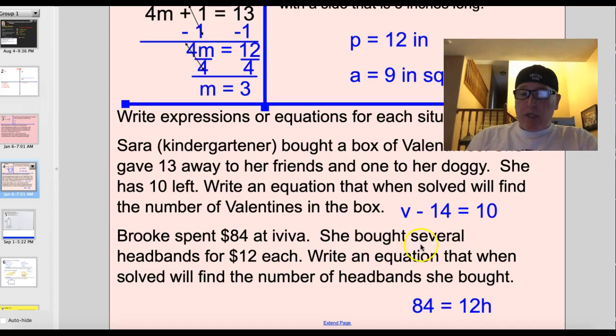Brooke spent 84 bucks at Iviva. She bought several headbands for 12 bucks a piece. So here's the 84 equals $12 times the number of headbands.